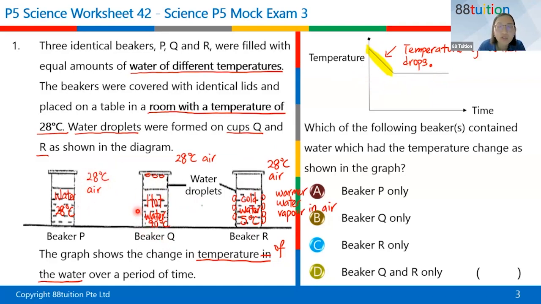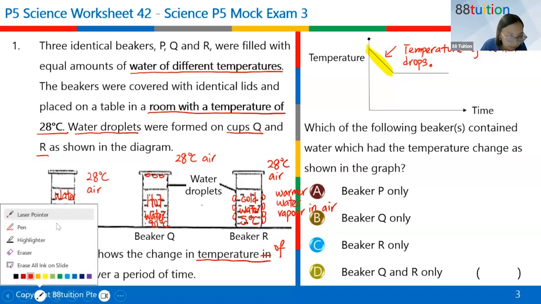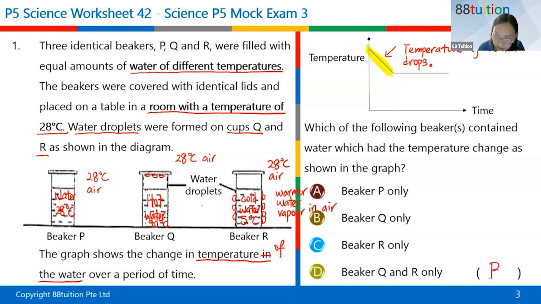So this hot water, if you put on the table, after some time, the temperature, let's say from 90 degrees Celsius, it will slowly drop, 90 to 80 to 70, 60, 50, all the way to 28 until it's the same number. All right. So let me write for you. The answer will be B.